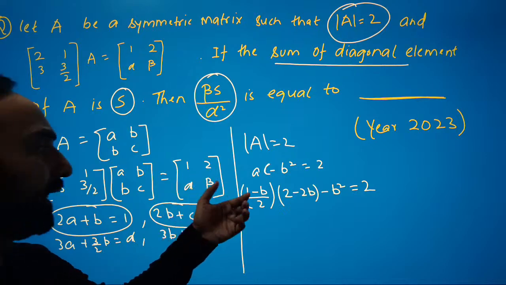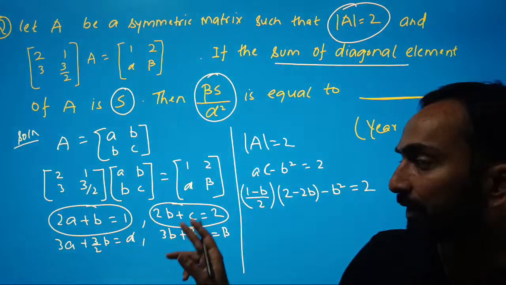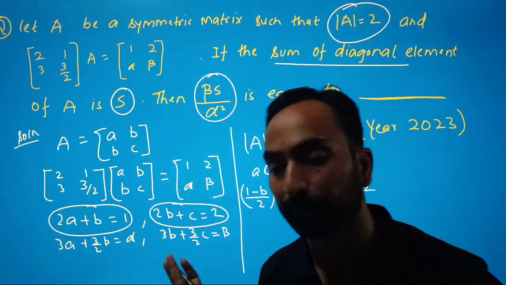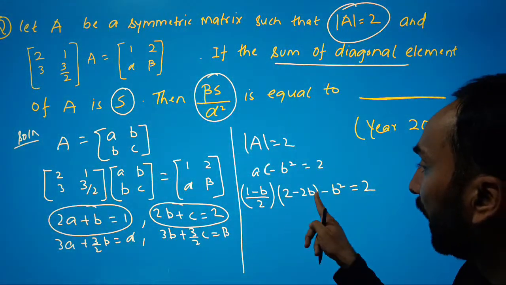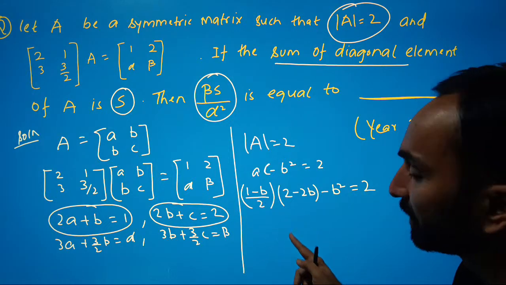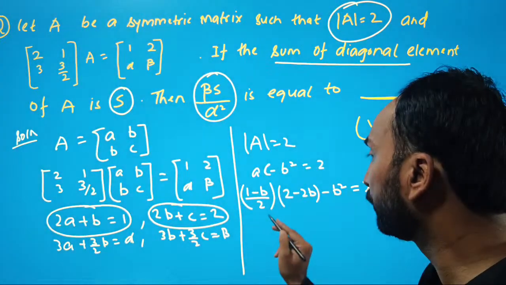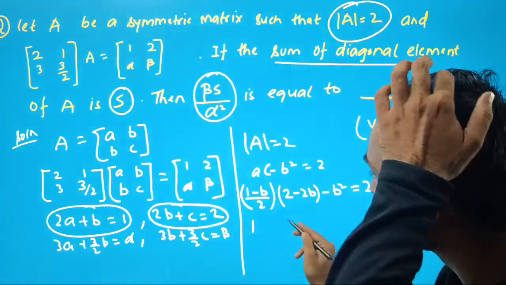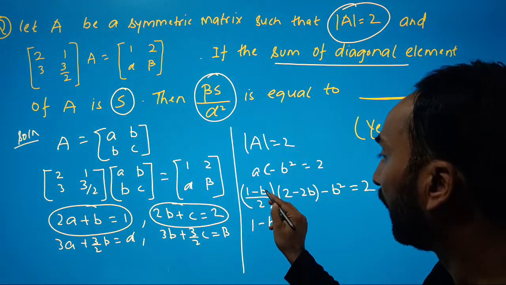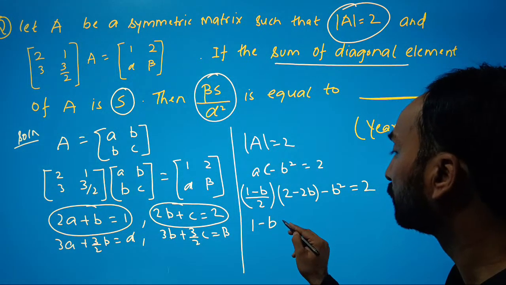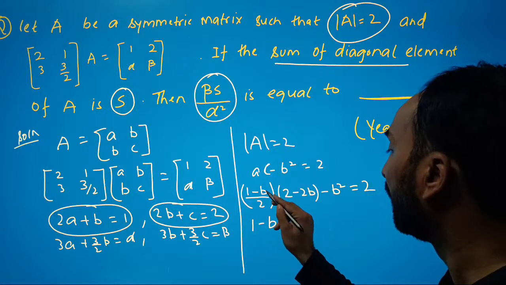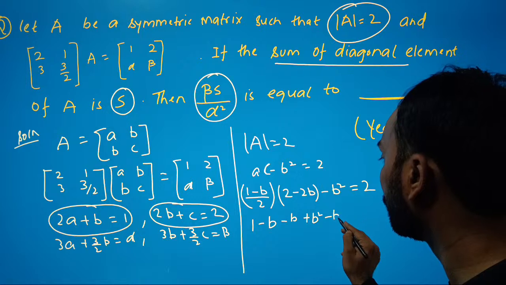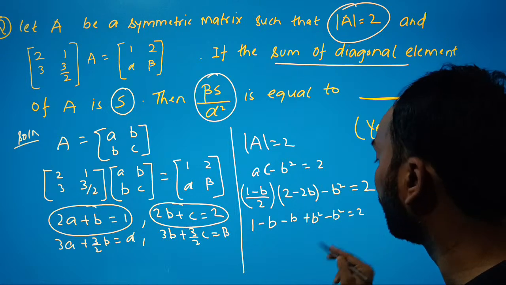Now the benefit I am getting from this transformation is that all the terms are in b only. Now I have to multiply these two, so first I will multiply these two. Half into 2 is nothing but 1, and then half into 2b is minus b. Again, minus b upon 2 into 2, so again I am getting minus b only, and minus b upon 2 into minus 2b is plus b square, and then minus b square, and this is equal to 2.